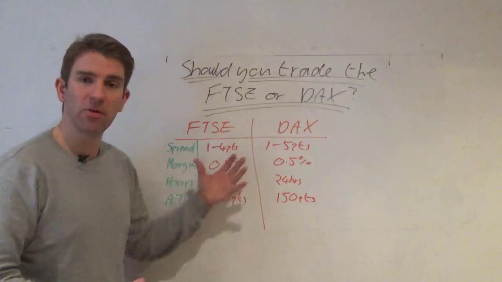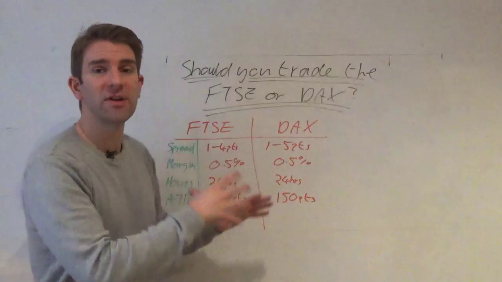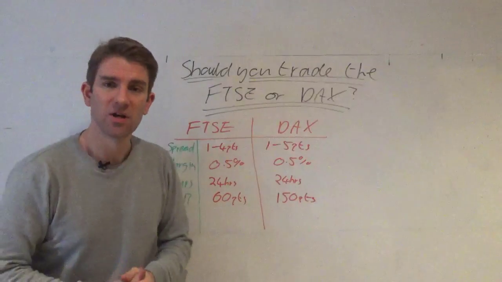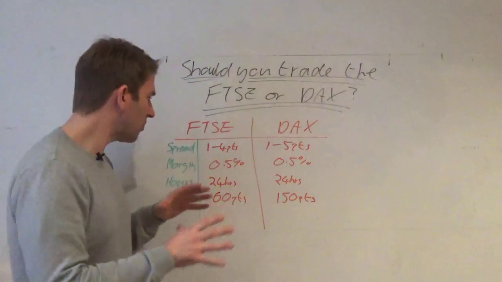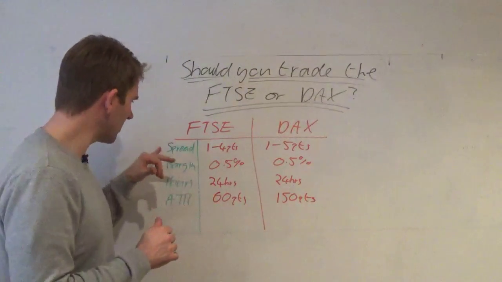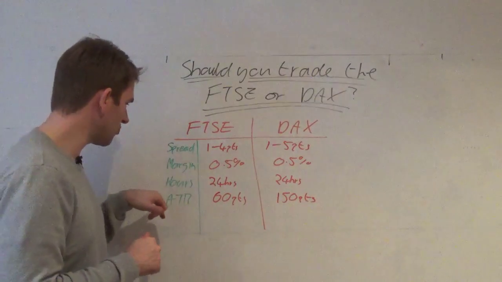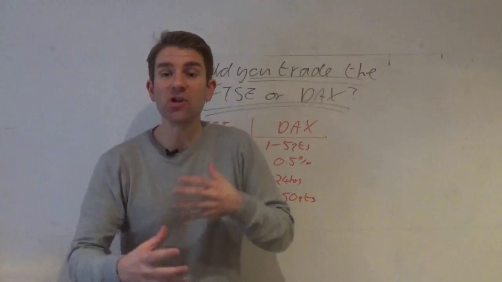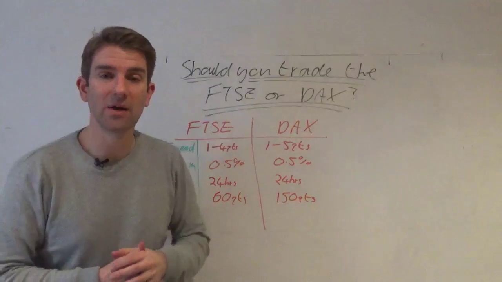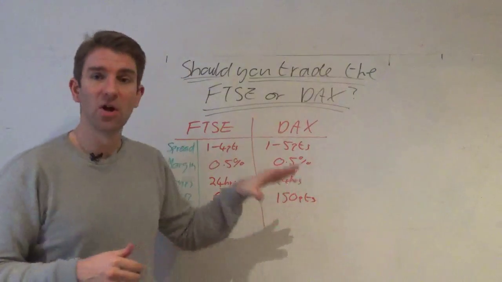Look at this little table I've prepared for some of the most important things as a trader, and I'll add some things towards the end. So the main points that we're looking at here are spread, the margin, the hours we can trade, and the kind of range and other little nuances that we get, which we'll talk about more at the end of the video.